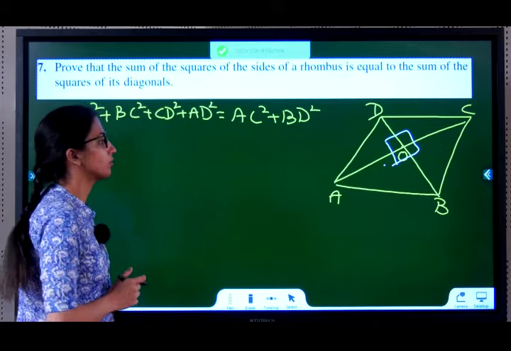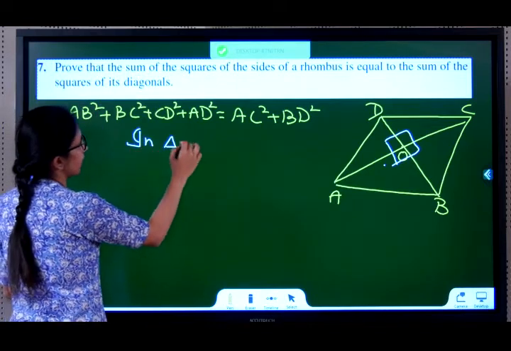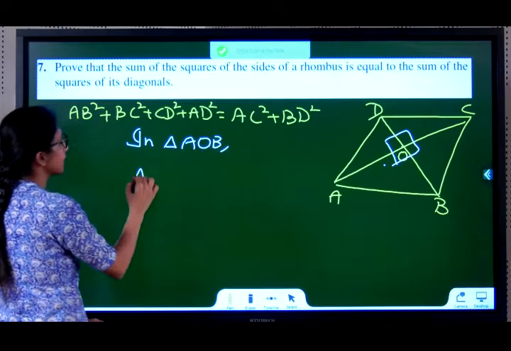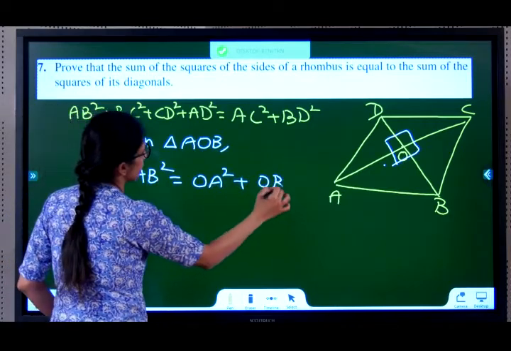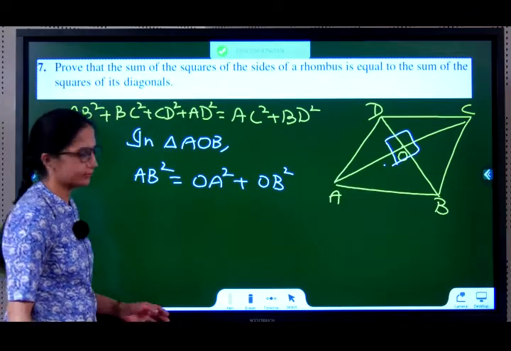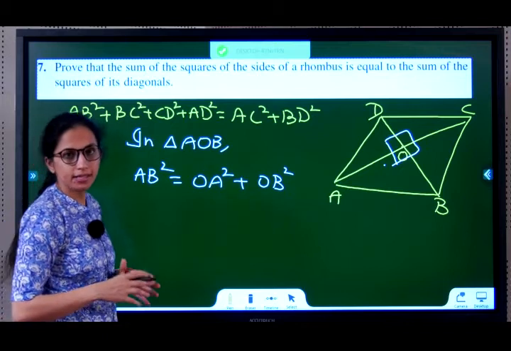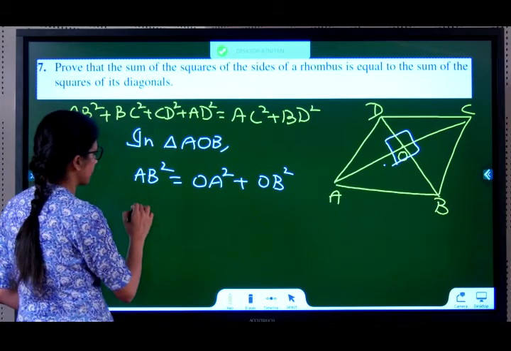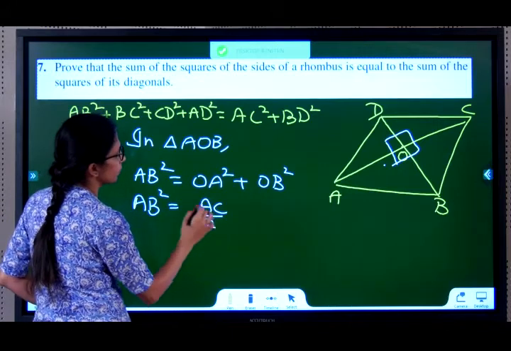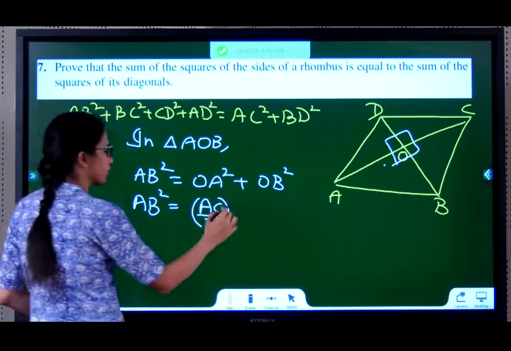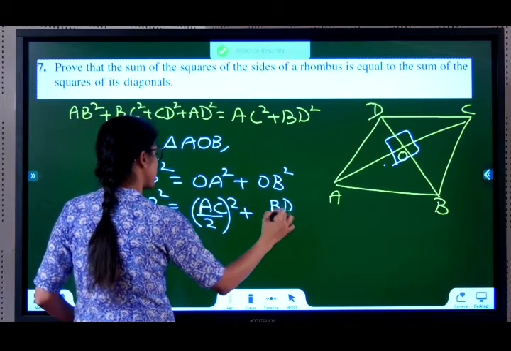If you have to do it another way, take any one triangle, triangle AOB. Can I say AB square is equal to OA square plus OB square? Can I? Yes, I can. I want to somehow relate it to diagonals. So, I will write OA is nothing but AC by 2. Yes, because diagonals bisect each other. Plus OB is nothing but BD by 2.